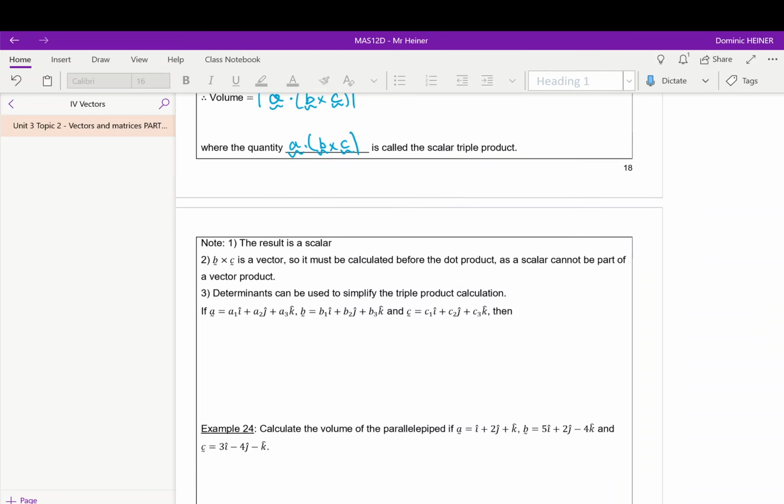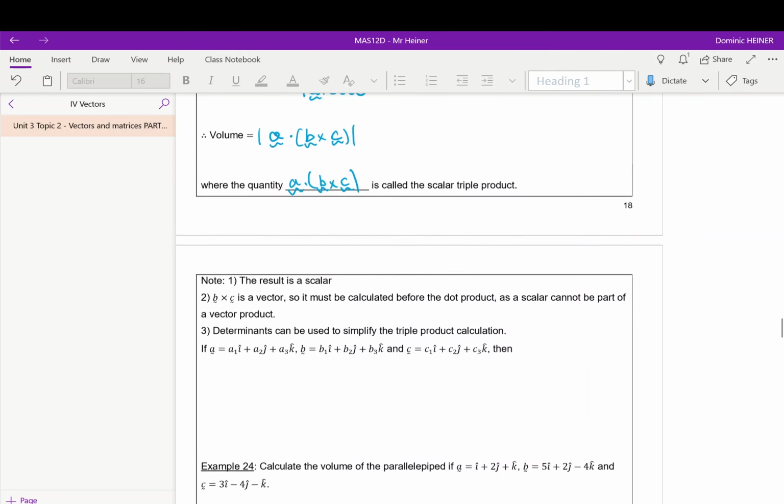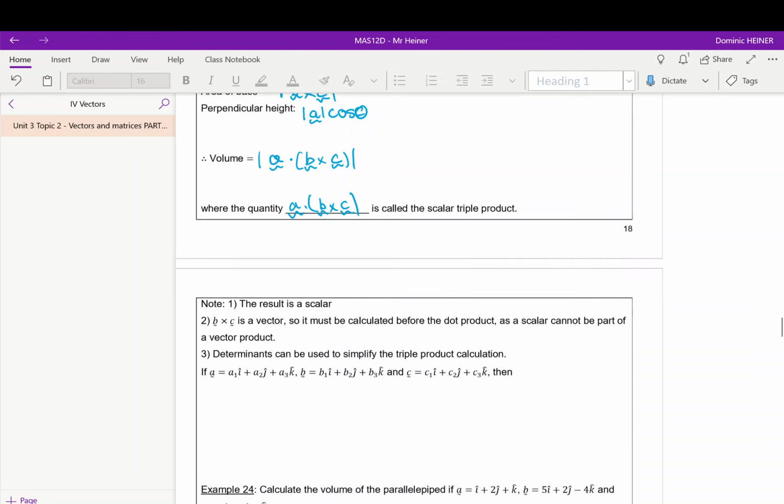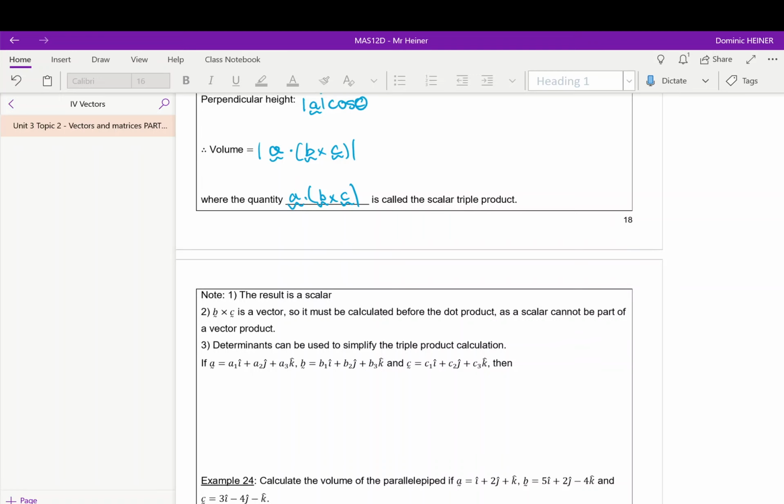Okay, so some things to note. The result is a scalar, because we're taking a dot product after a cross product. Second, B cross C is a vector, so it must be calculated before the dot product, as a scalar cannot be part of the vector product. Determinants can be used to simplify the triple product calculation.